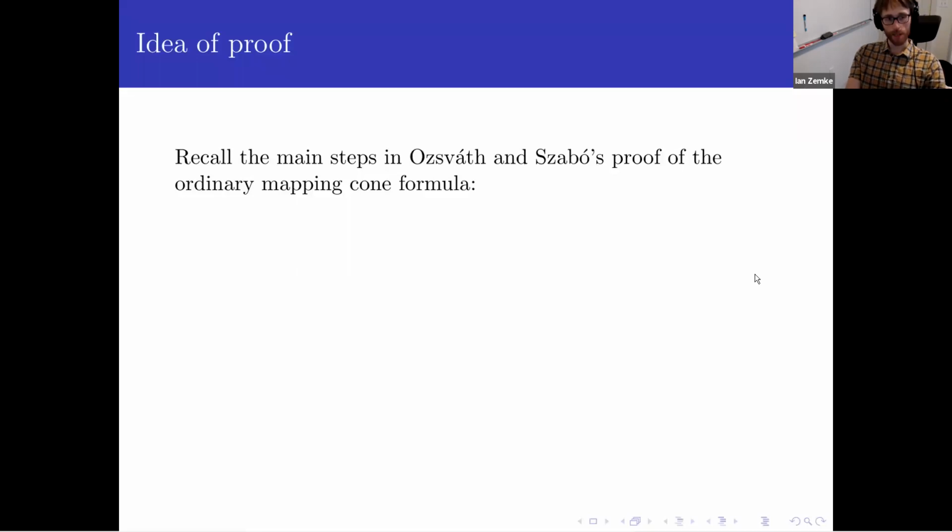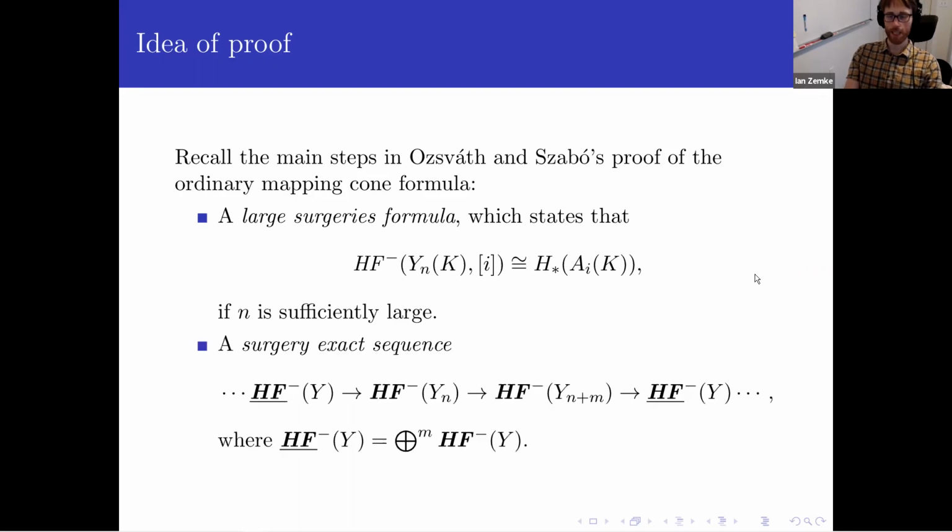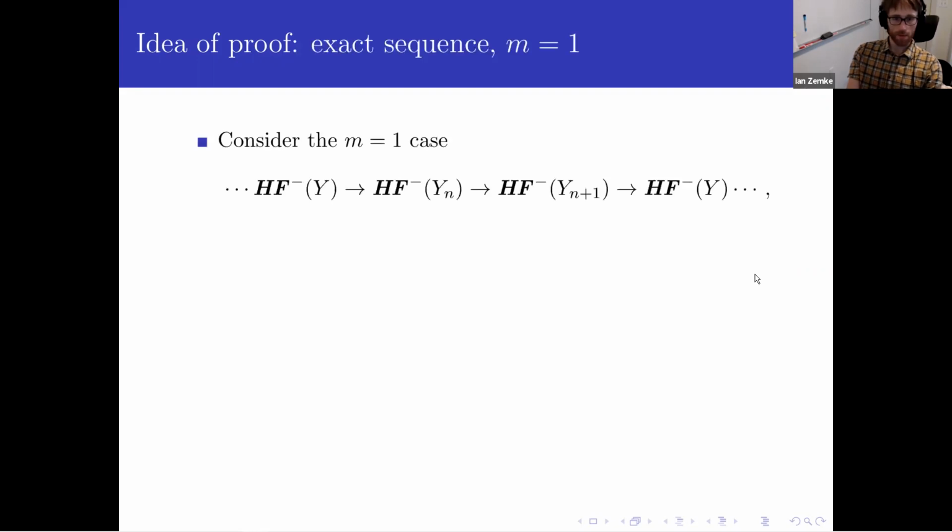So the mapping cone formula, how does this work? Well, there are 2 components of the old proof, which is the large surgery formula, and then this funny exact sequence where you have these 2 parameters n and m. And we basically proved both of those with Hendrickson and Stoffregen. And so we have those components. What we're going to do is focus on the case m equals 1. So let's just describe how one might prove this exact sequence, because that's the main step. And we'll do it in the case where we just increment by 1.